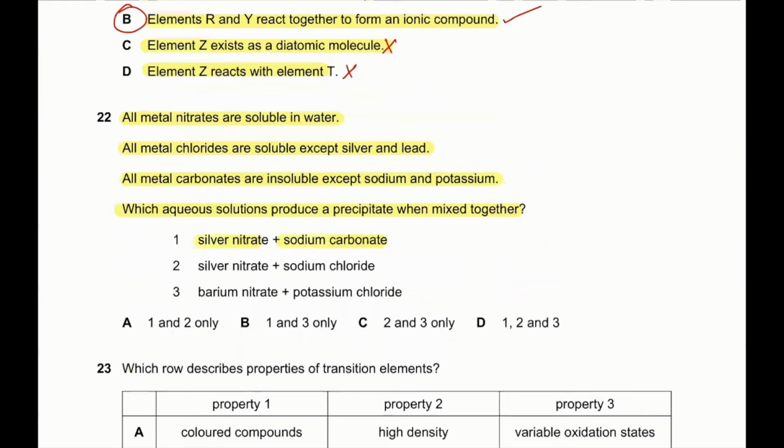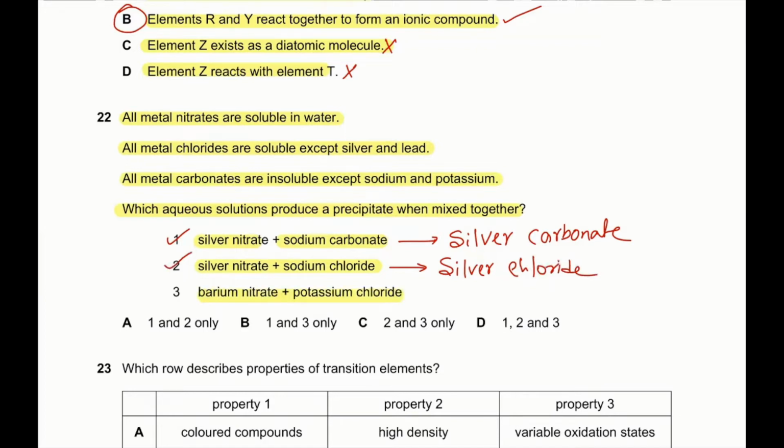We know that silver nitrate with sodium carbonate, the resulting precipitate will be silver carbonate. Silver carbonate is insoluble, so this will make a precipitate. Silver nitrate with sodium chloride, the resulting compound can be silver chloride, which will also make a precipitate. Barium nitrate and potassium chloride will produce barium chloride, and guys, barium chloride is soluble. So number 3 is wrong, 1 and 2 are correct. A will be the correct answer.